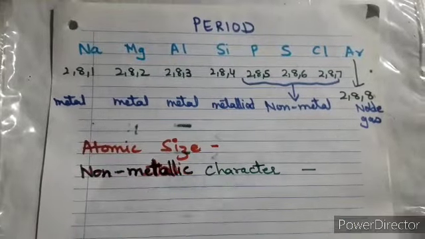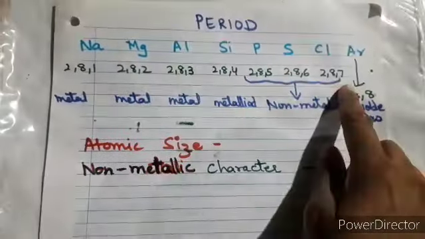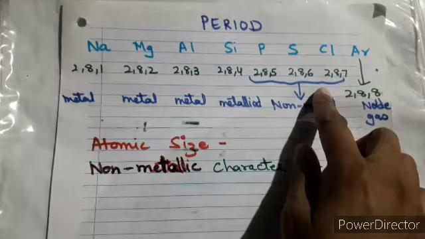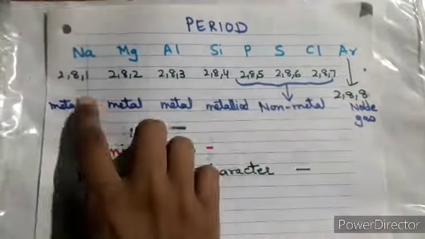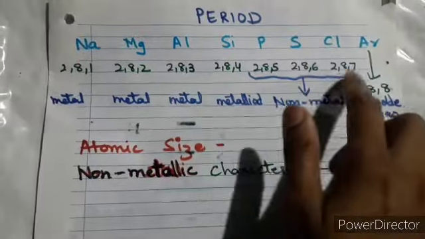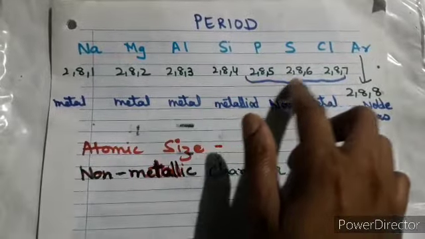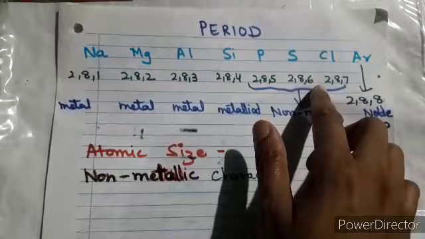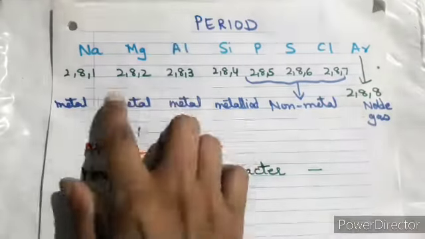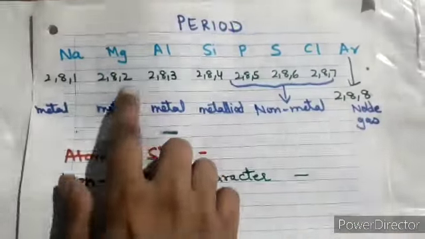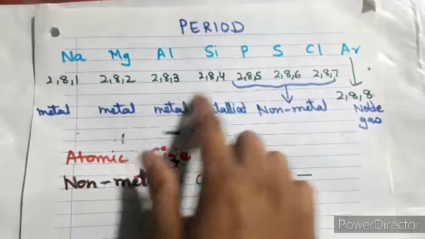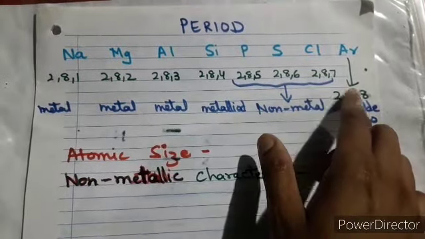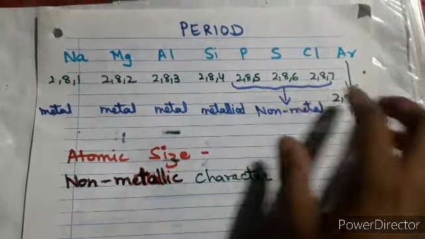This thing we have already discussed. Once again I am telling you why it is decreasing, or why the statement is telling us about a decrease. Now just see about the number of shells. What do you think about atomic size in terms of the number of shells? The number of shells is the same when we move from left to right in a period. So the atomic size also remains the same. It is not increasing, nor decreasing.